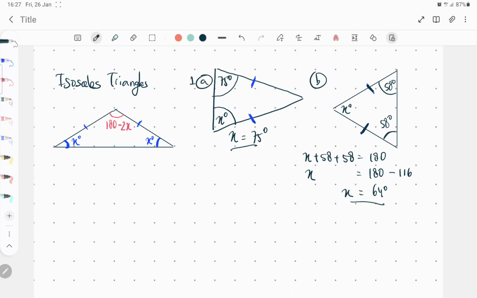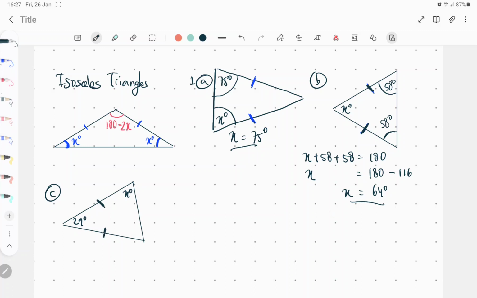Let's go next to 1c. The drawing is the same isosceles triangle here. There you go. This is 29 degrees. This is x. How do you find x? As we know again, where is the base angle? The base angle is 29 or x.